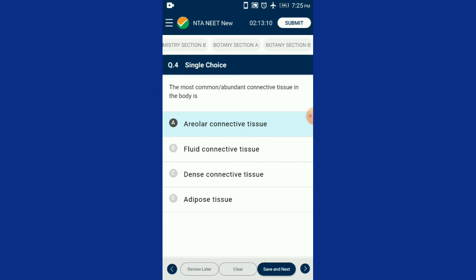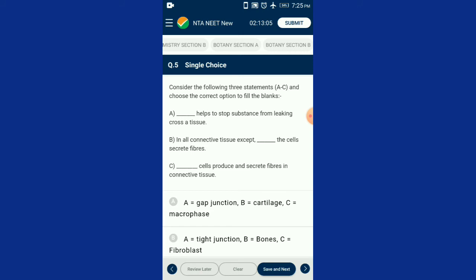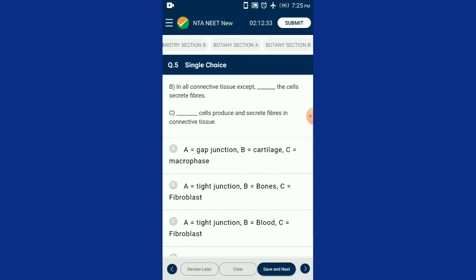Question number 5. Consider the following three statements A to C and choose the correct option to fill the blanks. See the first one. Tight junction helps to stop substances from leaking across a tissue. So the statement B. In all connective tissue except blood, the cells secrete fibers. Statement C. Fibroblast cells produce and secrete fibers in connective tissue. So the correctly matching option is option C.